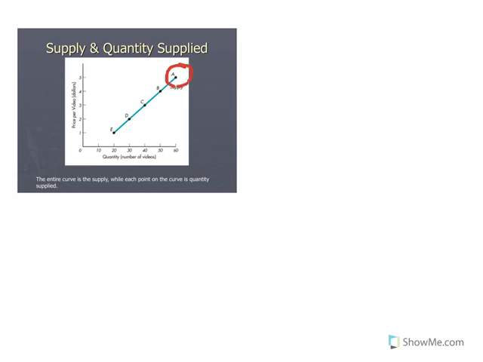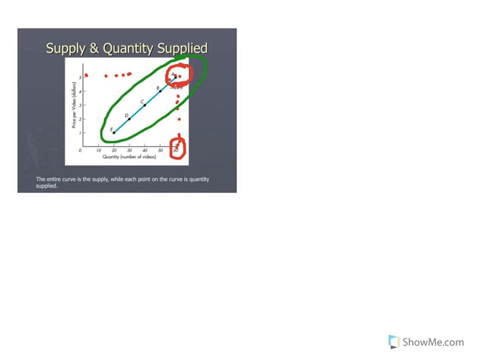So notice that I've circled point A here, meaning that at a price of $5, I can come across to see where I intersect my supply curve, and I see that that would correspond, if I go down here, with 60. So that would mean at a price of $5, the quantity supplied would be 60. Whereas again, if I'm talking about the supply of a good or service overall, I'm referring to the entire curve, taking every price point into consideration.